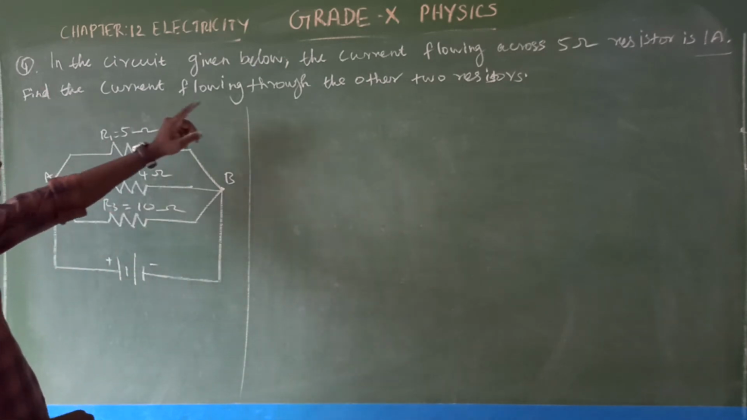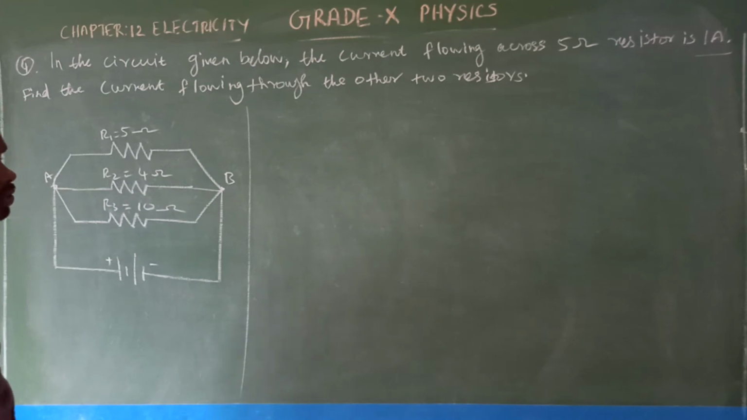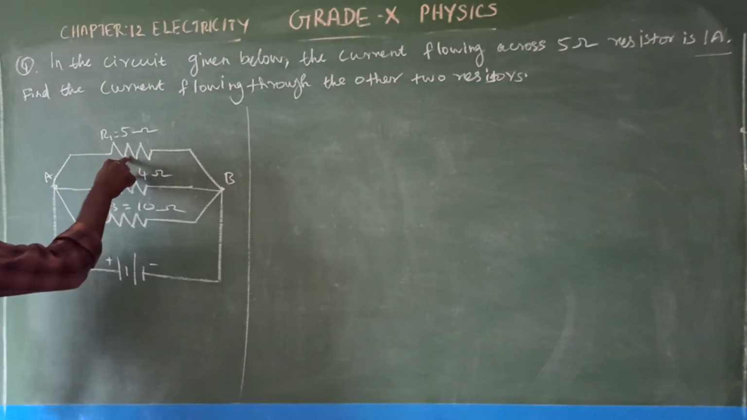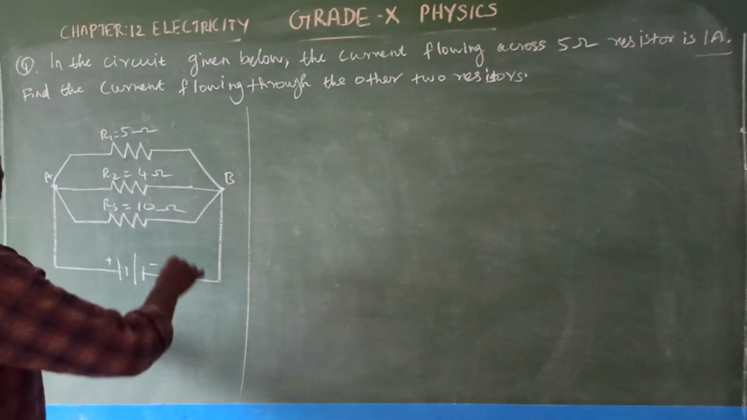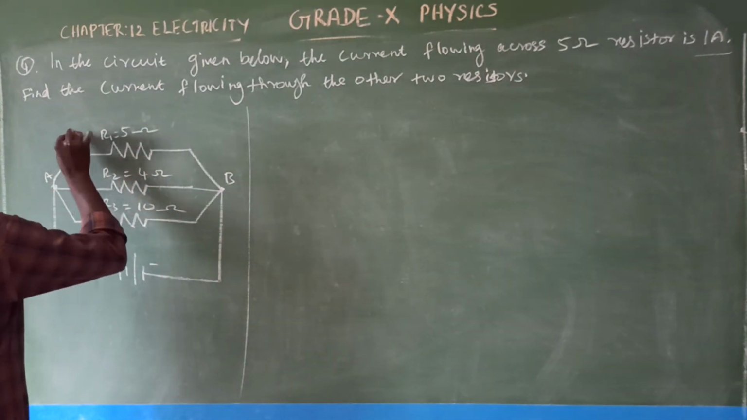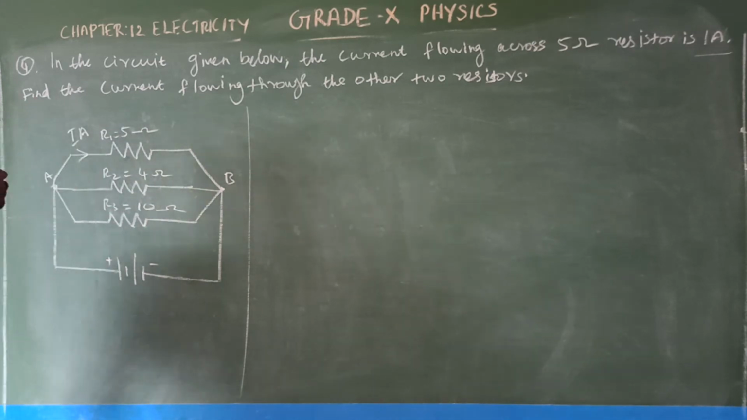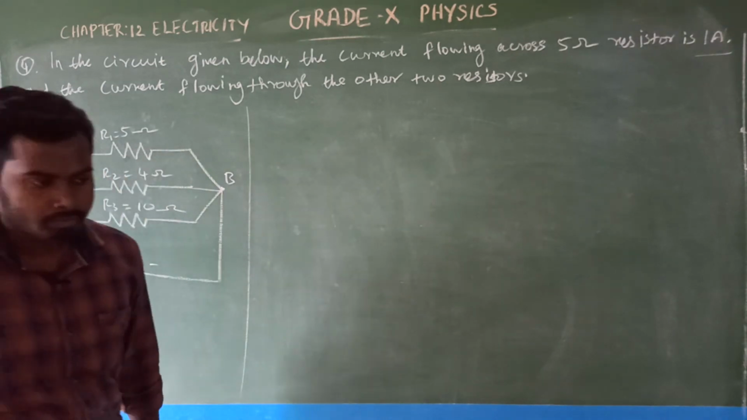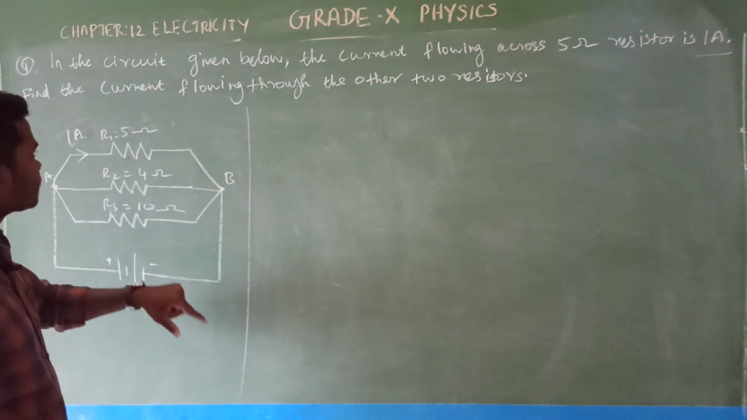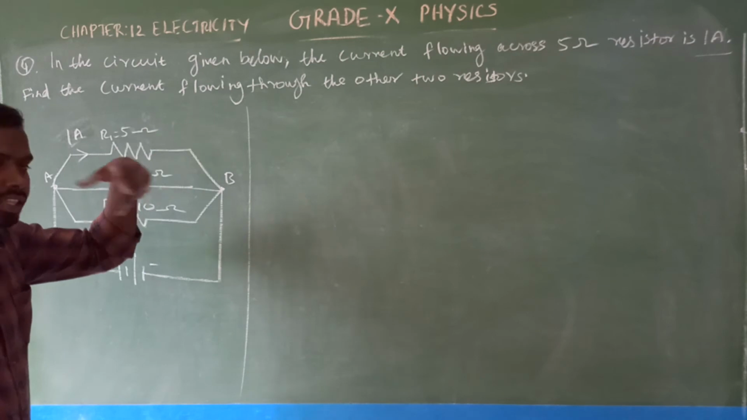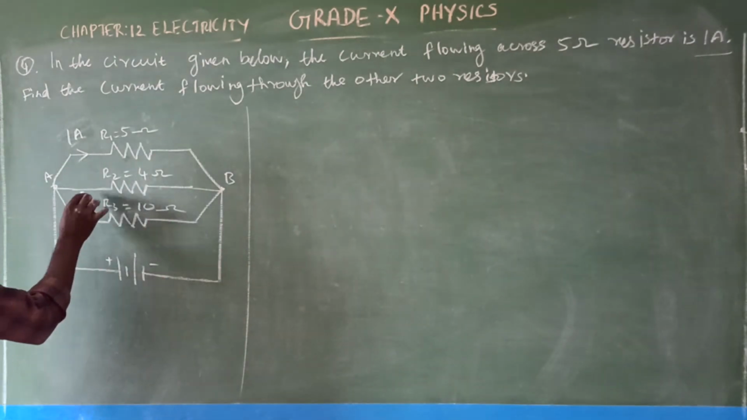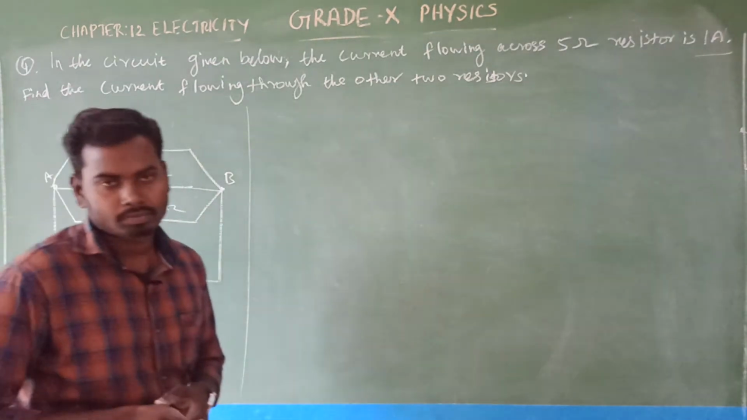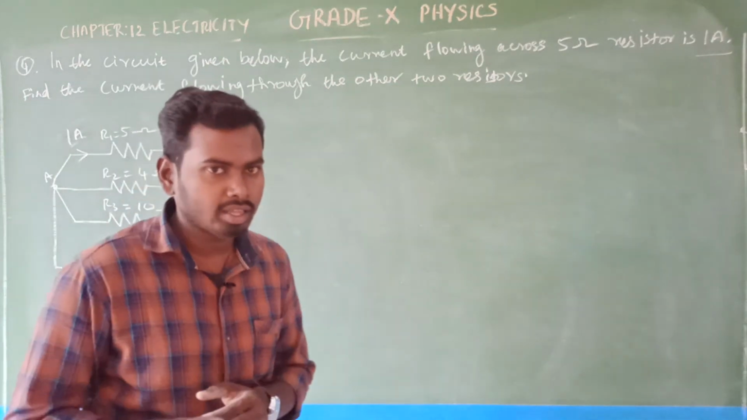Yes, look here. The current flowing across the 5 ohm resistor is 1 ampere. Across the resistor R1, which means 5 ohm, 1 ampere current is flowing. The question is, find the current flowing through the other two resistors. You find out the current flowing through R2 and the current flowing through R3. That is the question. Is it clear, students? Yes.